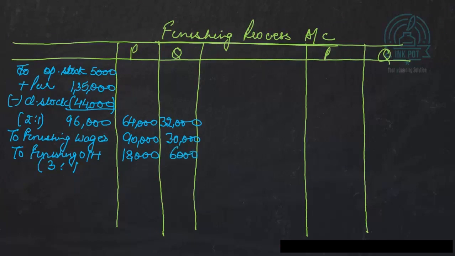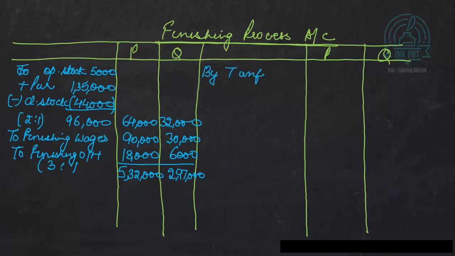So the total of this is 5,32,000 and 2,97,000. Fine.